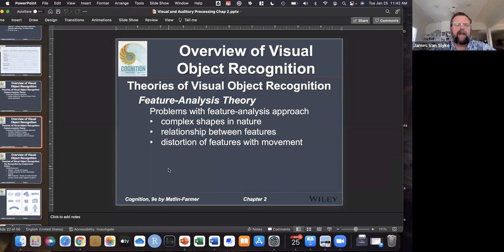There's a lot more overlap in terms of different sorts of features. And then there's a certain amount of distortion that happens as well when something moves. And so feature analysis seems to work with things like letters and maybe with language, and probably some other things as well. But when we look at other kinds of objects, it seems like it might not be as good of an explanation for different sorts of natural shapes, if you will.